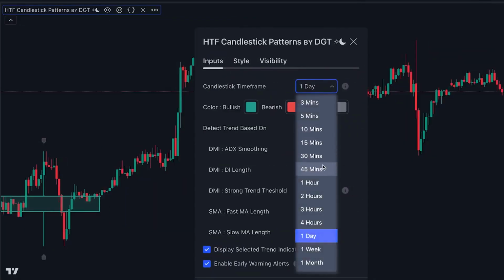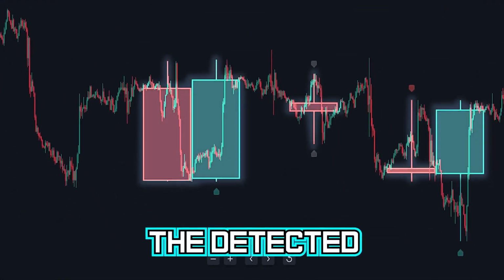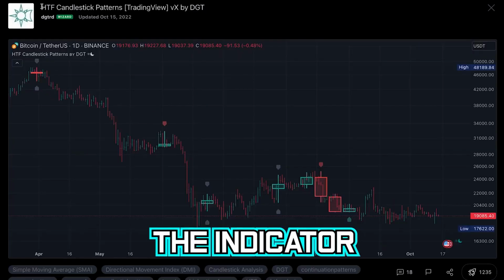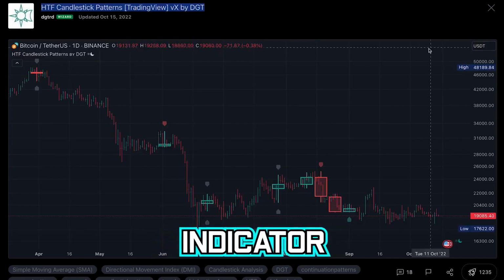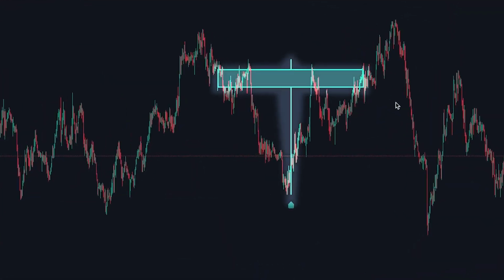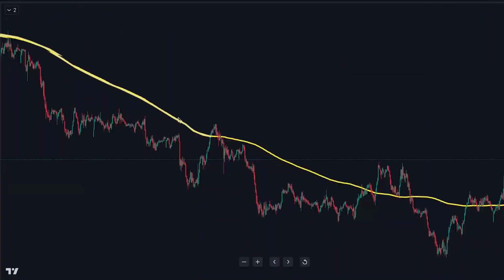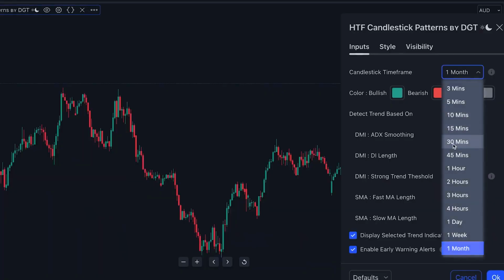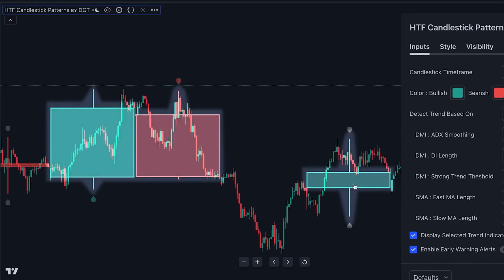patterns based on multiple timeframes, filters patterns based on trend, and overlays the detected patterns of higher timeframes directly on the candles. The indicator we are discussing is called HTF Candlestick Pattern, a powerful indicator that surpasses the previous methods built into Tradingview by detecting patterns in real time and combining multiple trend detection tools such as the moving average, directional movement index, and allows for detection on several timeframes to provide a more comprehensive candlestick pattern detection tool.